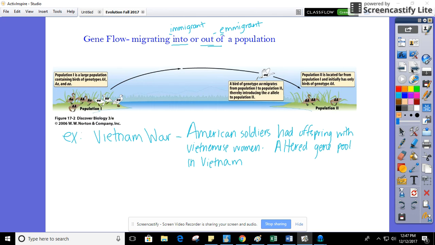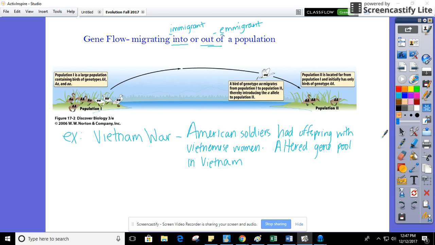Again, going back to the mechanisms, gene flow, or migration, can impact the gene pool as well. So here you have population 1, a large population containing birds. We have brown and we have white. And this white bird that has both recessive alleles is now going to migrate into population 2. So this is going to introduce a new allele that has not been part of this population before. An example of altering the gene pool by gene flow is the Vietnam War, when American soldiers had offspring with Vietnamese women. This altered the gene pool in Vietnam.